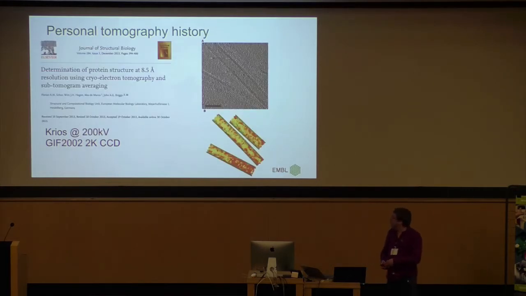Then Tanmay left, Florian took over. I mentioned, you know, years ago we dropped this thing to 200 kV, let's do that. So we dropped to 200 kV, we're still on a GIF 2002. This was done with FEI tomography at the time, so we went from 0 to 45 and then 0 to minus 60. And we got an 8.5 angstrom structure out of it, which at the time was a thing.